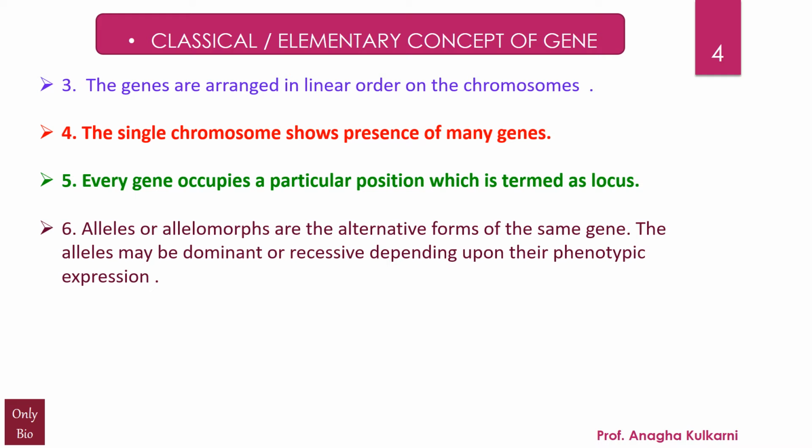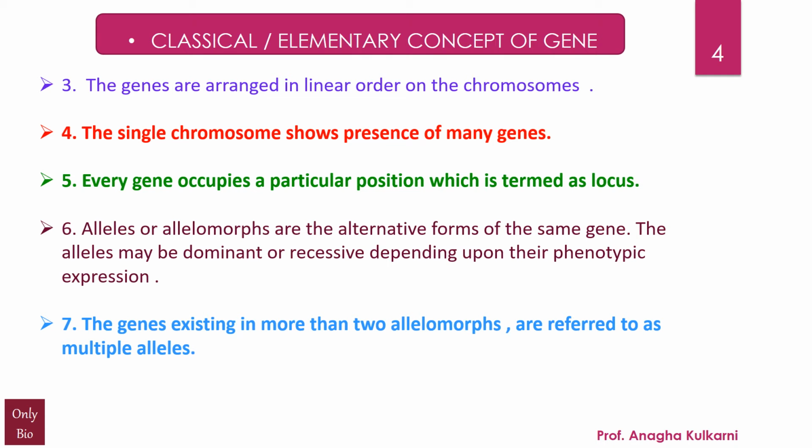Next, alleles or allelomorphs are the alternative forms of the same gene. The alleles may be dominant or recessive depending upon their phenotypic expression. Now, alleles are the alternative forms of the same gene, that is, they are different forms of the same gene. And if the allele tends to express itself, then it is called as a dominant allele. And if it does not express itself, so generally it will be called as a recessive allele. And this all depends upon their phenotypic, that is, external expression.